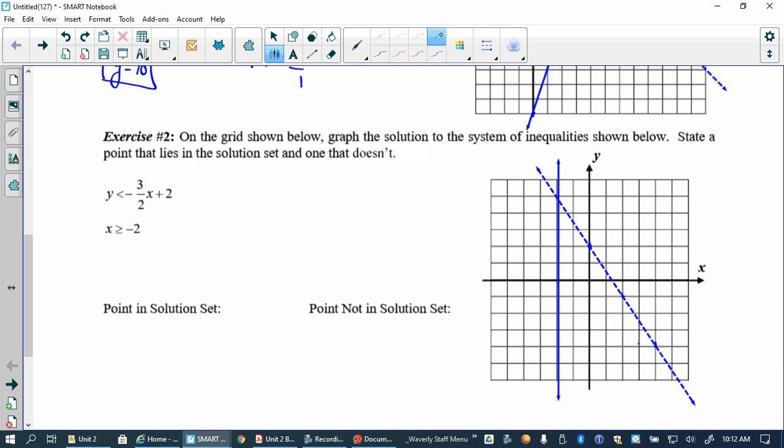Yeah, and let's not forget to label it. This one is x equals 2, and this one is y equals negative 3 halves x plus 2. All right, everybody hopefully has something that looks like this.